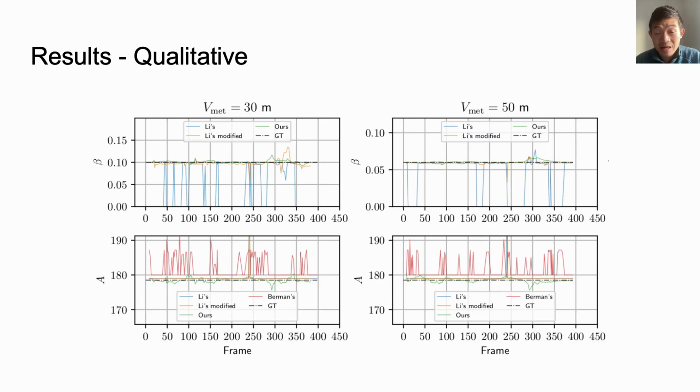This slide shows the qualitative results under two visibilities. We plot the beta and A estimates against frame, and the key observation is that our method generates the estimates that are closest to the ground truth values.